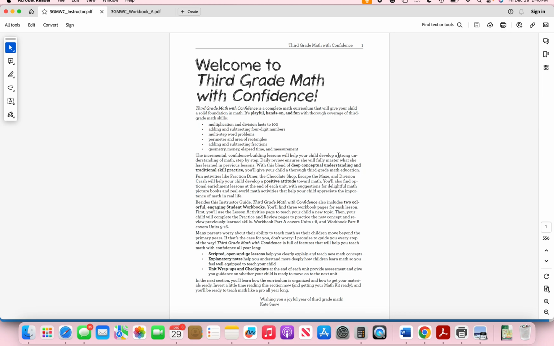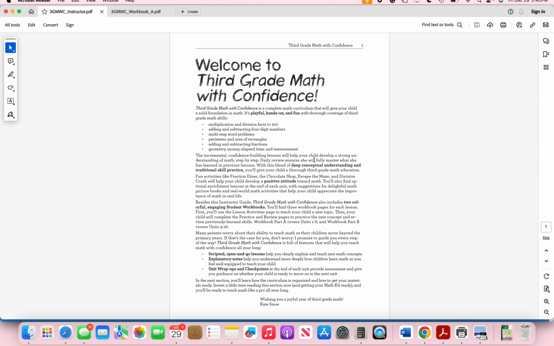So third grade covers multiplication and division, facts to 100, adding and subtracting 4-digit numbers, multi-step word problems, perimeter and area of rectangles, adding and subtracting fractions, geometry, money, elapsed time, and measurement.